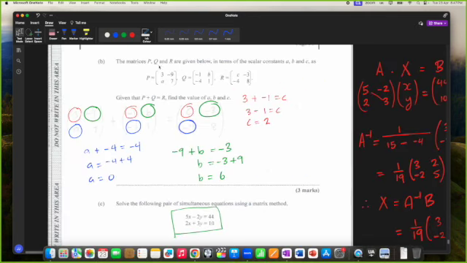So the matrices P, Q, and R are given below. We can see that P is this, Q is this, and R is this. I see that I have a B here, and a C here. Given that P plus Q is equal to R, find values of A, B, and C. So they say this plus this, and you can see that I did it here. This is the P, this is plus, and this is the Q over here, and that is equal to this R over here.